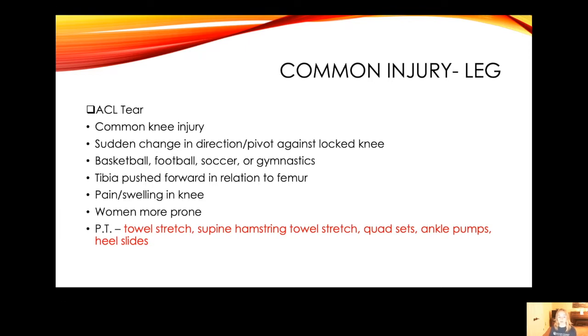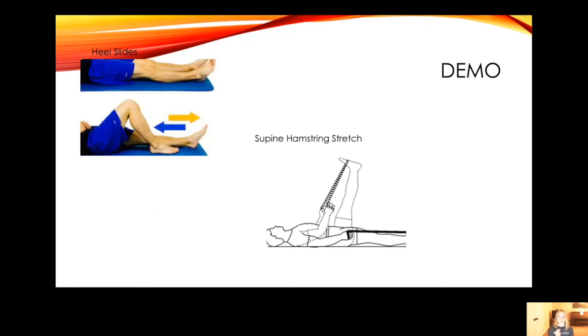Muscles in women are also more elastic, which decreases the amount of protection, and their hamstrings react and contract just a millisecond slower than a male's, which increases the risk of a torn ACL in landing from a jump. Some exercises you can do for a torn ACL to rebuild the strength are supine hamstring stretches, ankle pumps, towel stretches, and heel slides. Here you see in the top left the heel slides, and in the bottom right you see the supine hamstring stretch.